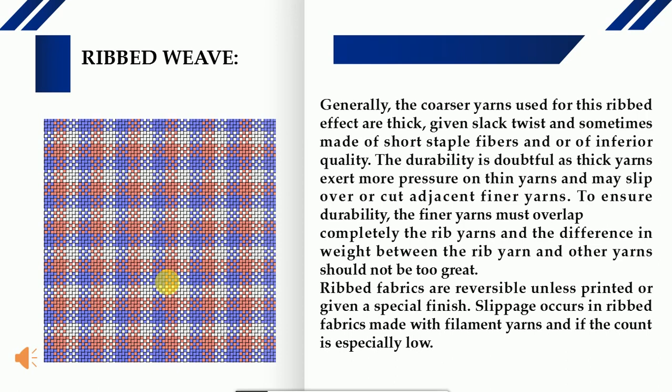Generally, the coarser yarns used for this ribbed effect are thick, given slack twist, and sometimes made of short staple fibers and/or of inferior quality. The durability is doubtful as thick yarns exert more pressure on thin yarns and may slip over or cut adjacent finer yarns. To ensure durability, the finer yarns must overlap completely the rib yarns, and the difference in weight between the rib yarn and other yarns should not be too great.